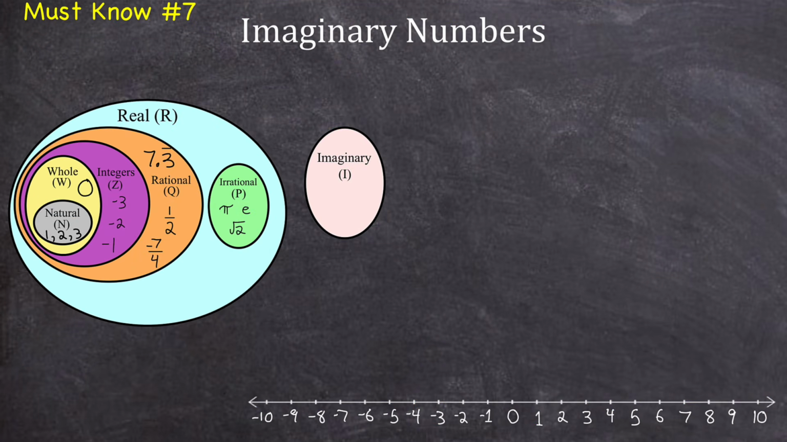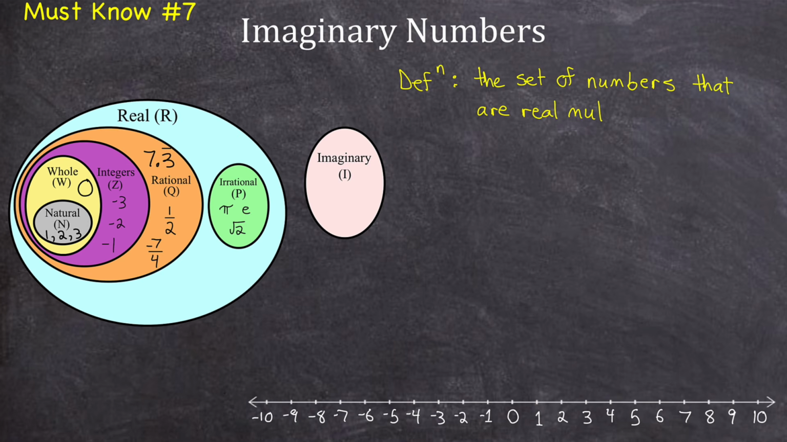Must-know set number 7, the set of imaginary numbers. The definition for this set is that it is the set of numbers that are real multiples of i, where i represents the square root of -1. Now, if you were trying to evaluate the square root of -1, you'd be looking for what number, when you square it, do you get a result of -1? Well, there's no real number that when you square it, you get a result of -1. So therefore, we define the square root of -1 as an imaginary number, and we use the letter i to represent that imaginary number. And that imaginary number i, if we square that, we would get -1.